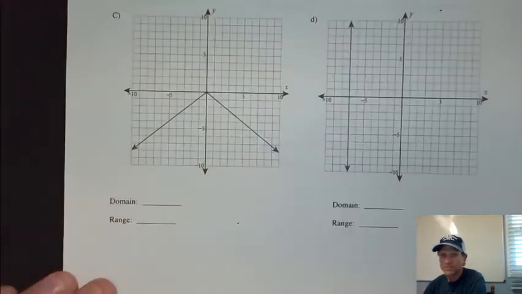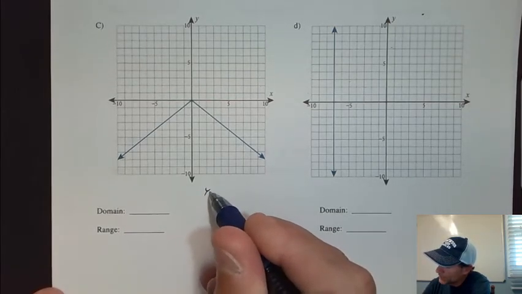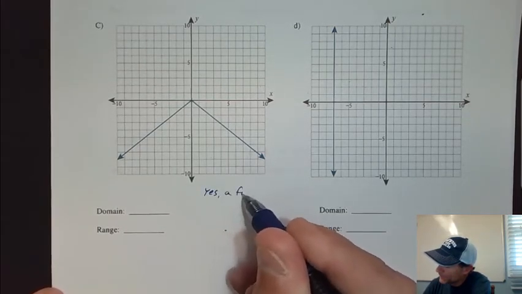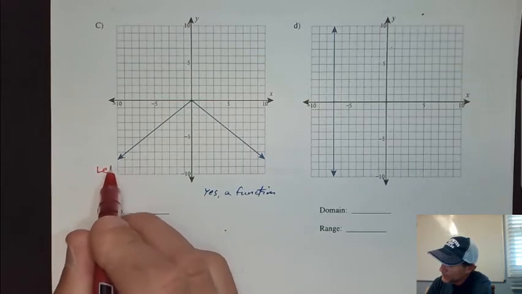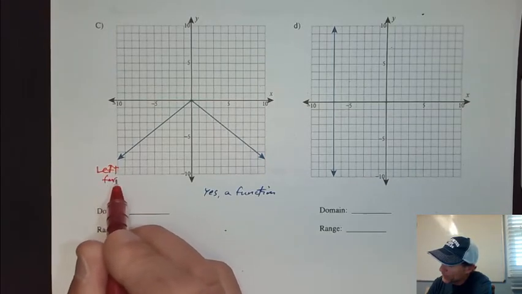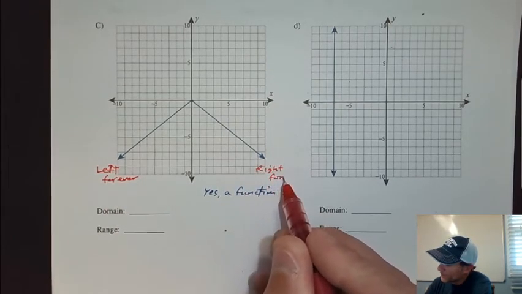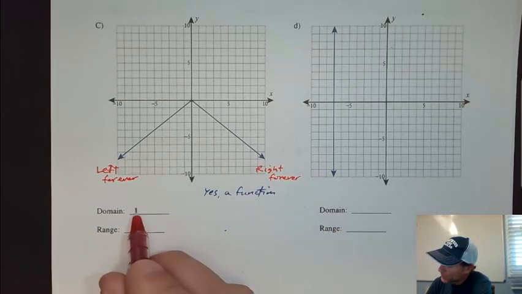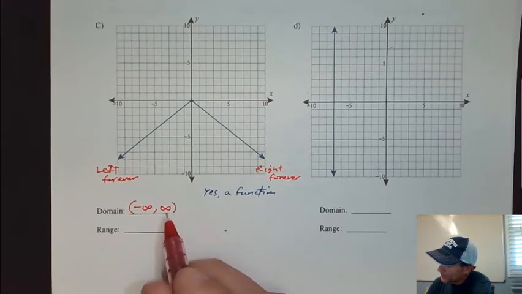Okay, so looking at the next two, first ask yourself, does it pass the vertical line test? Yes, it is a function. Next, think about the domain. We're thinking left. This is left forever. And then right forever. So we could say all reals, or we could use that fancier interval notation that's -infinity to infinity.